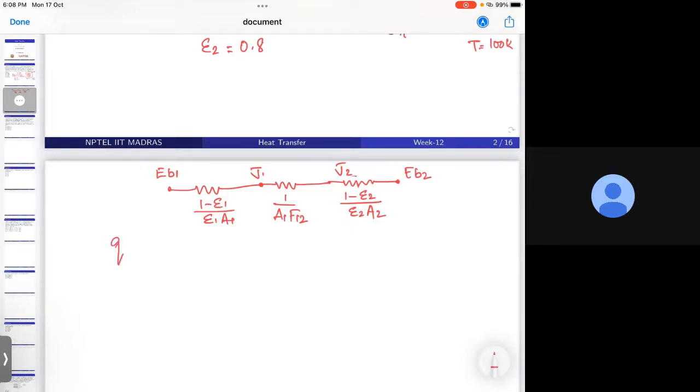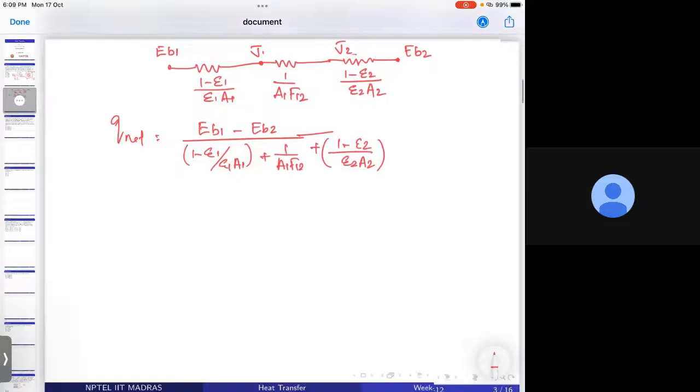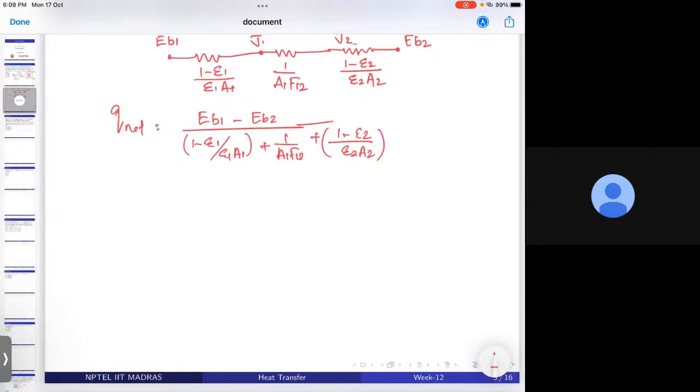So the Q net is equal to EB1 minus EB2 whole divided by the total resistance. That is 1 minus epsilon 1 by epsilon 1 A1, plus 1 by A1 F12, plus 1 minus epsilon 2 divided by epsilon 2 A2.